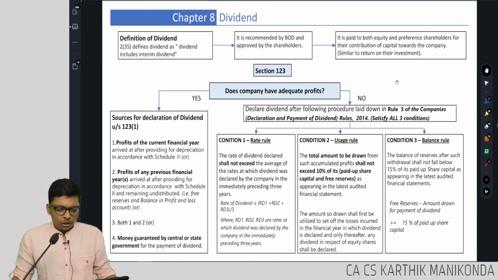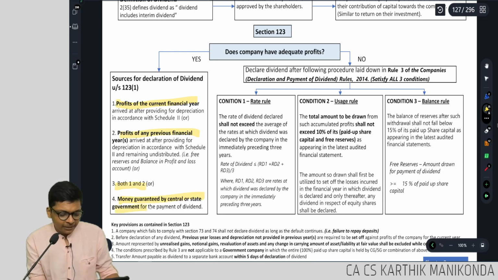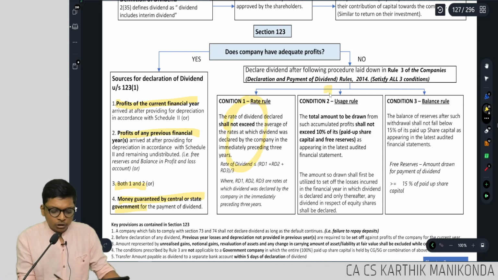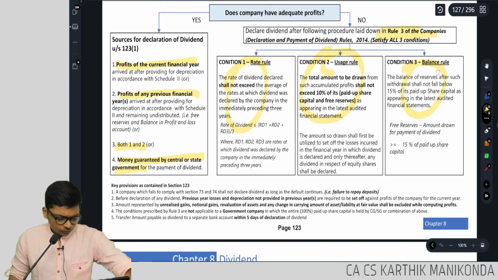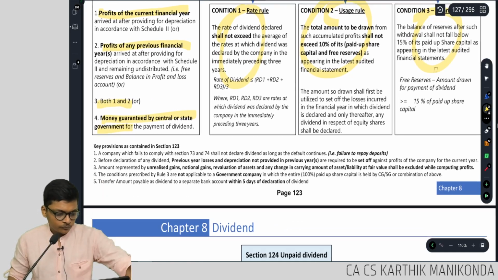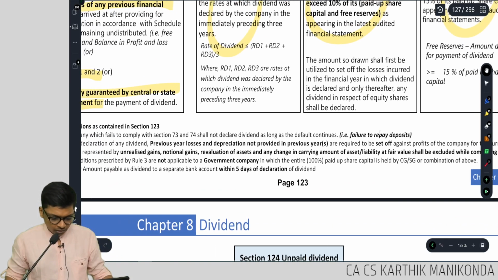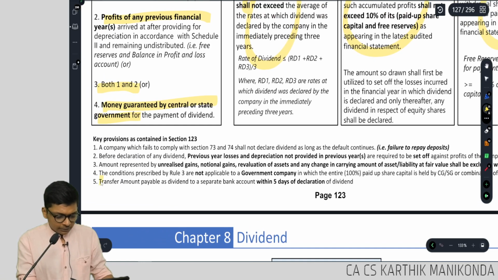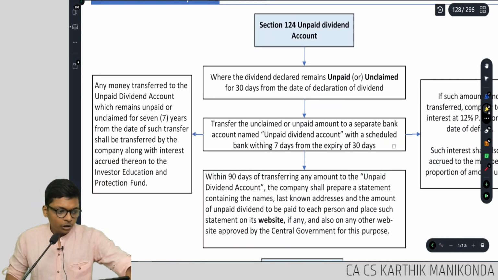Let's revise. In the previous class, in the book, we saw dividend sources: current year, previous year, combination of both, or money guaranteed by central or state government. Then these three rules you remember guys: average rule, 10% withdrawal rule and balance rule. We saw this rule number 3. Then I told you, once dividend is declared, key provision in notes: transfer amount payable as dividend to a separate bank account within 5 days of declaration of dividend. Correct? Now coming to 124.